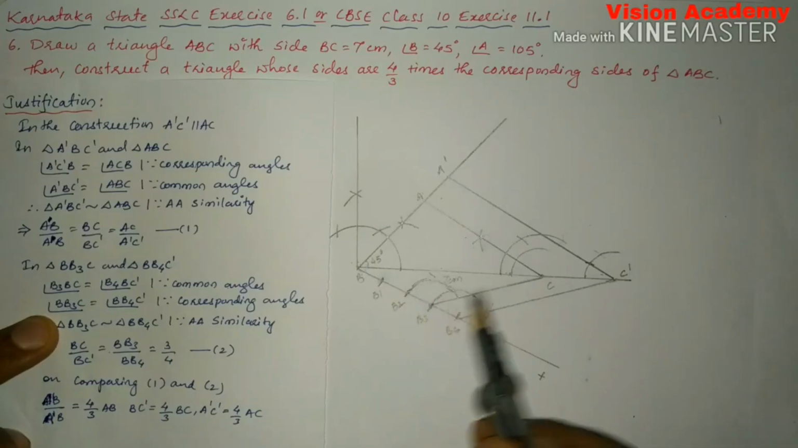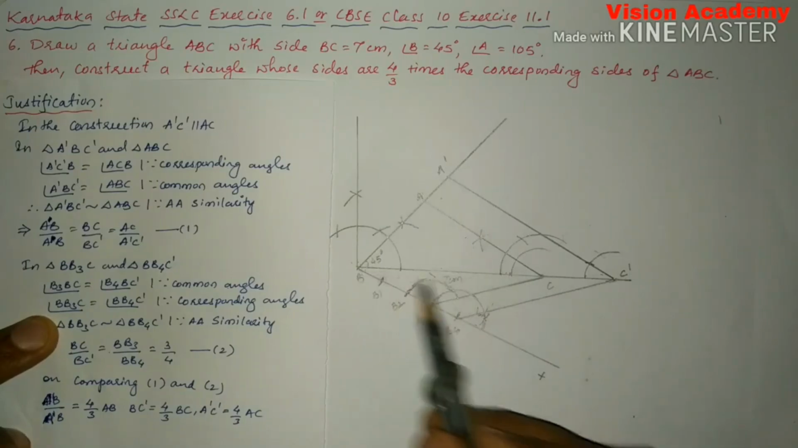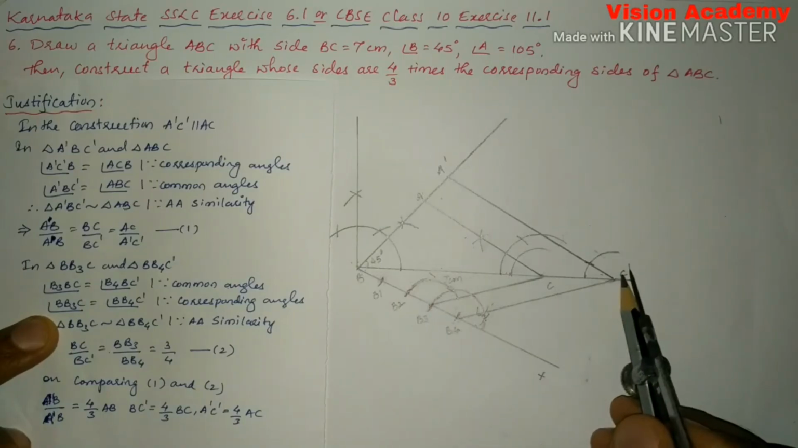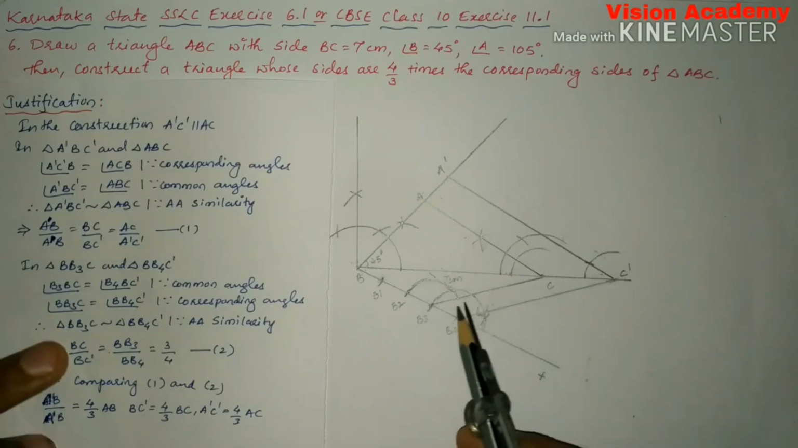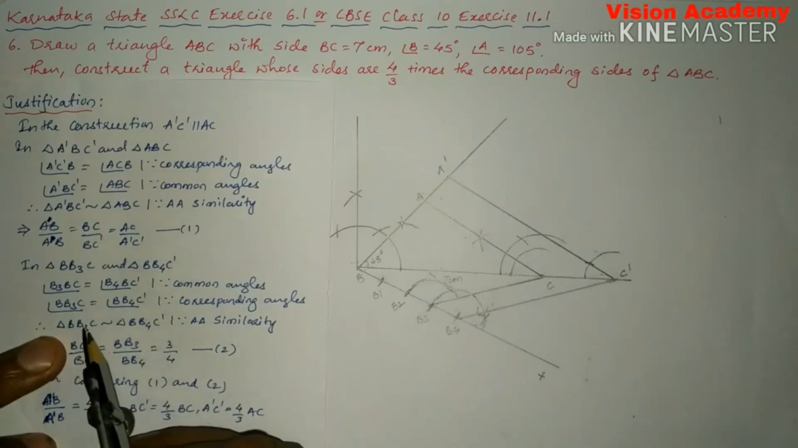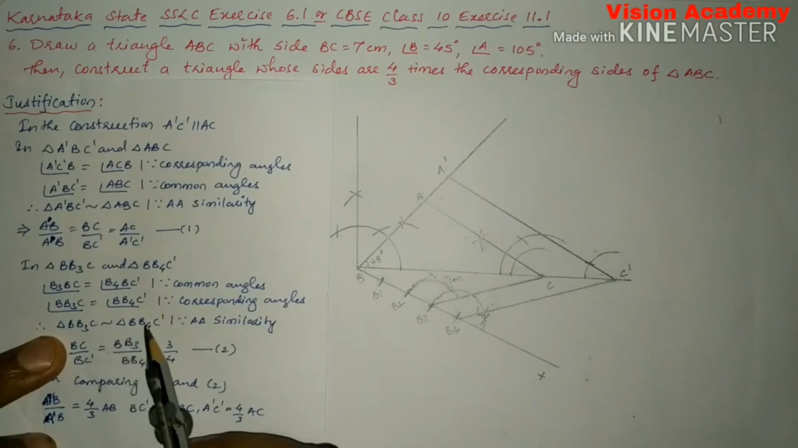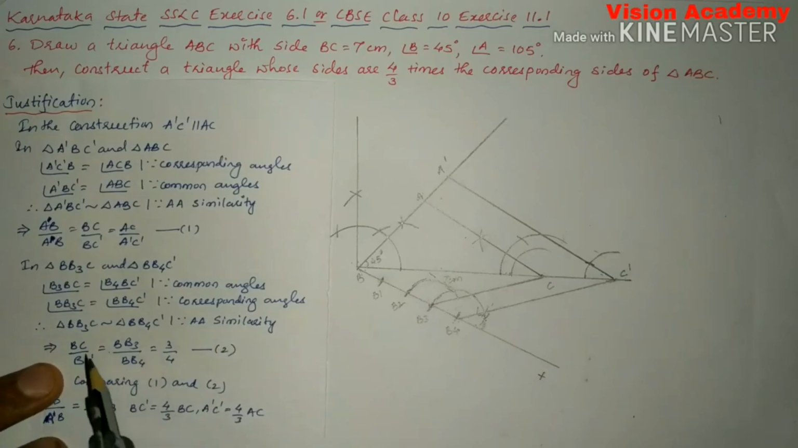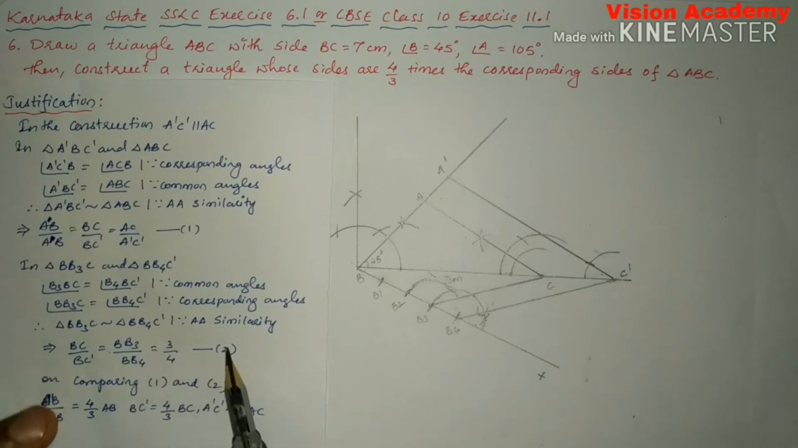Angle B3C is equal to angle B4C dash because they are corresponding angles. Therefore, triangle B3C is similar to triangle B4C dash by the angle similarity criterion. This implies BC by BC dash is equal to B3 by B4, which is equal to 3 by 4. Let us consider this as equation number 4.